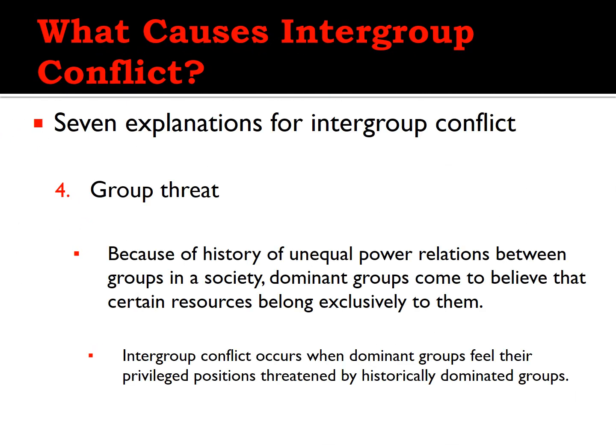Another explanation for intergroup conflict is group threat theory. Because of the history of unequal power relations between groups in a particular society, dominant groups come to believe that certain resources belong exclusively to them. That is, people who belong to dominant groups develop this sense of entitlement that certain resources belong to them. This has and is still continuing in the United States today.